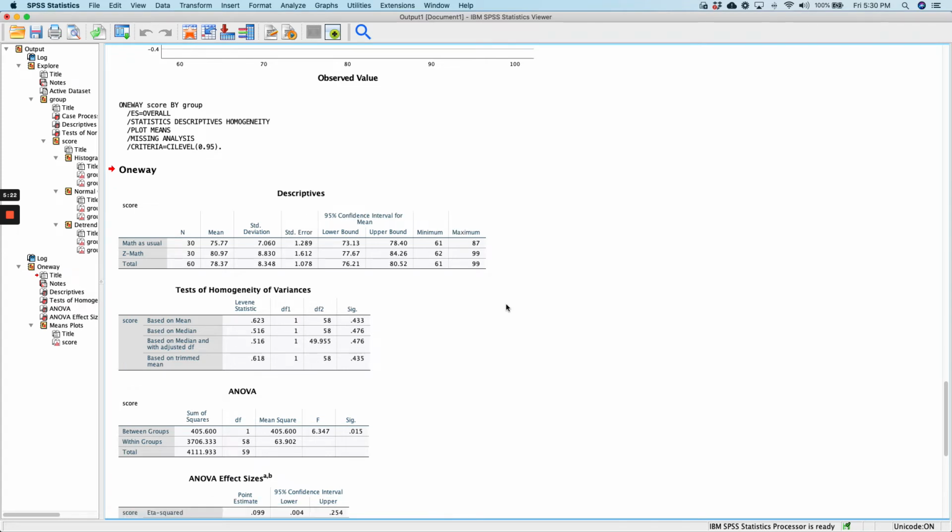All right, so here are our descriptives. It gives us our sample size in here, so both of our groups are at 30. So they're both at least 30. Here are our means. It shows that our math as usual group has a mean of 75.77. Our ZMath group has a higher mean of 80.97. Tells us our standard deviation, so on and so forth.